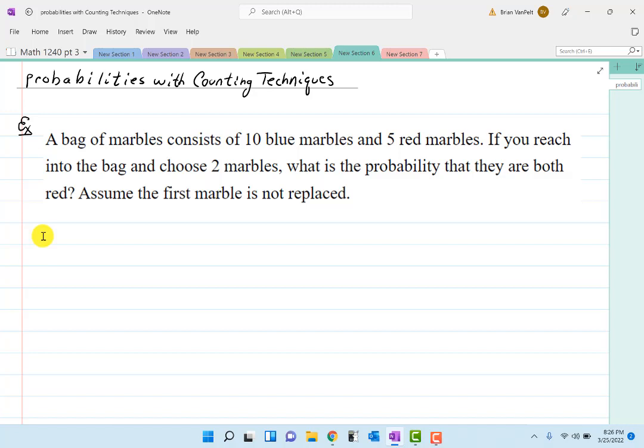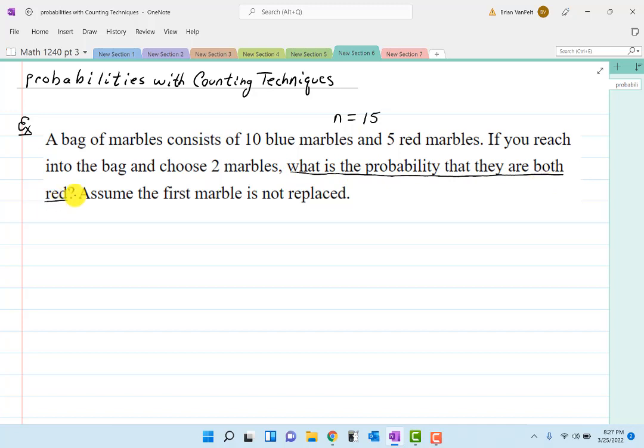All right, first, when you see any of these problems about marbles, do this. Make yourself a note that the total number of marbles is 15: 10 blue, 5 red. Now, we're pulling out 2 marbles. And in fact, it looks like you're pulling them out one at a time because it says, assume the first marble is not replaced. So anyways, the question is this. What is the probability that they are both red?